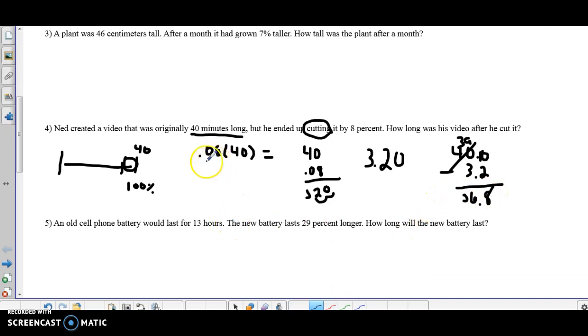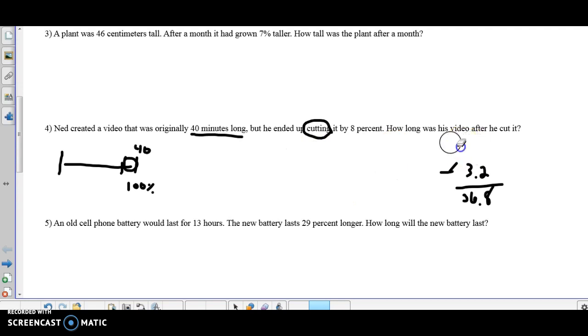So that, again, was 2 steps. First, I found the 8%, and then I subtracted it from the 40 minutes. Again, for the sake of room, not the sake of time, I'm going to just erase this real quick.